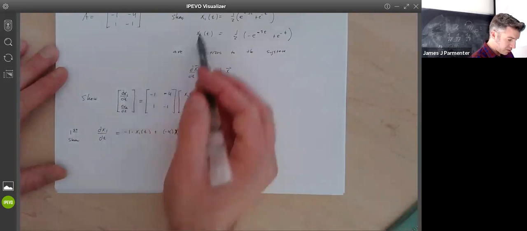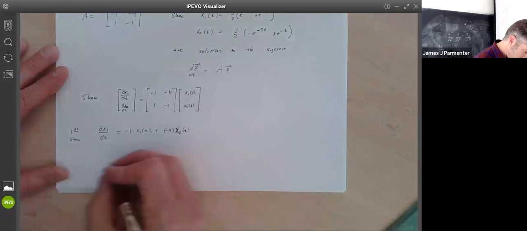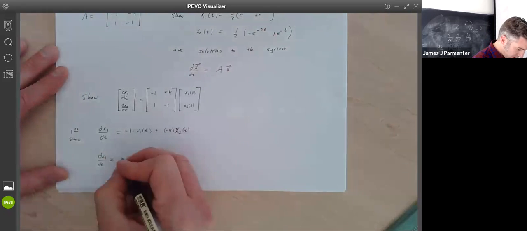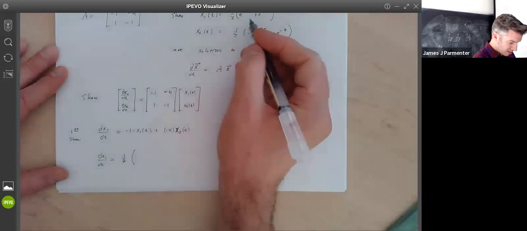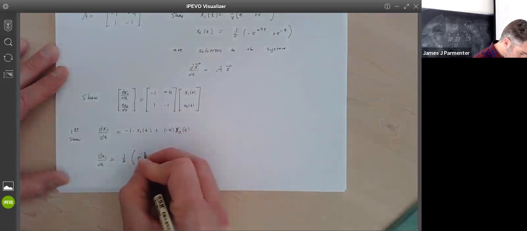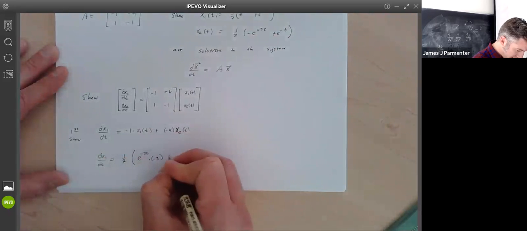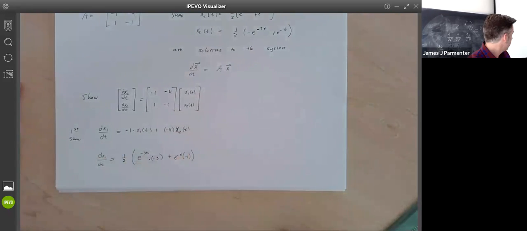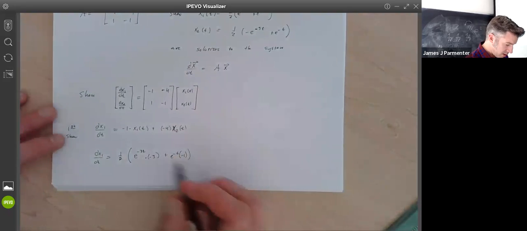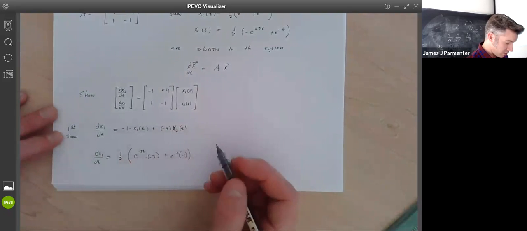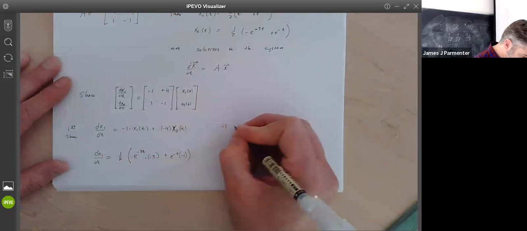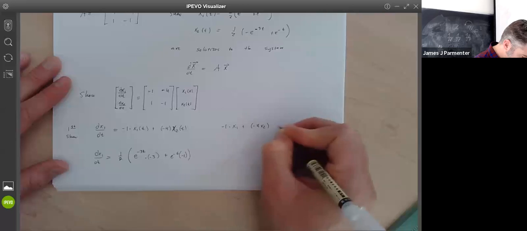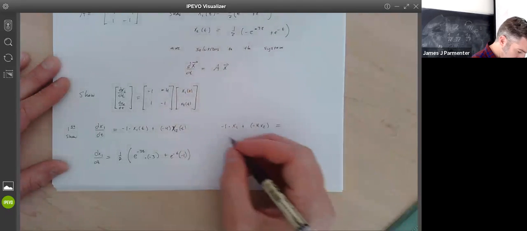So, okay, I know how to take the derivative of this. dx1/dt is equal to 1/2 times the derivative: e to the -3t is e to the -3t times -3, and the derivative of e to the -t is e to the -t times -1. And now I'm going to show that that's equal to -1 times x1 plus -4 times x2. I'm just going to throw those in.